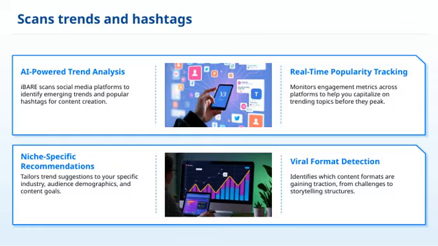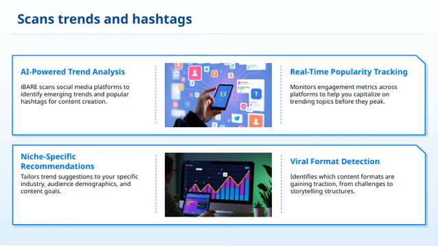Now, let's talk about how IBARE leverages AI to keep you ahead of the curve with trends and hashtags. First, it scans social media platforms in real time to identify emerging trends and popular hashtags that are gaining momentum. This helps you create content that's timely and relevant.